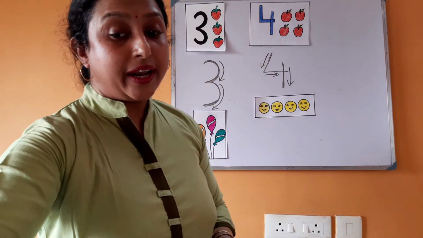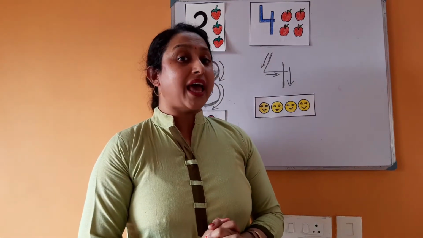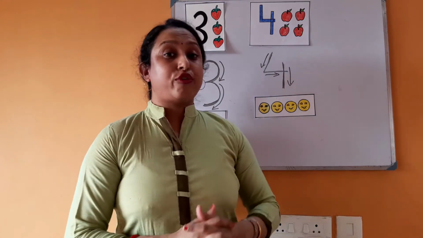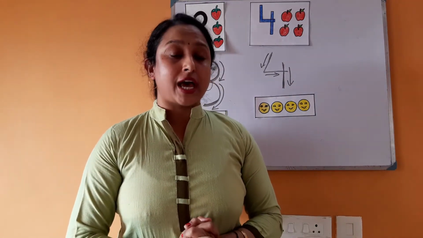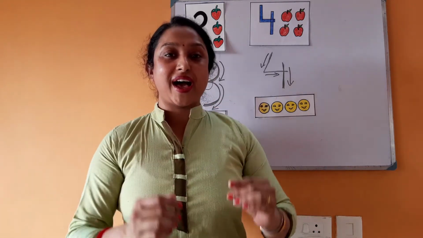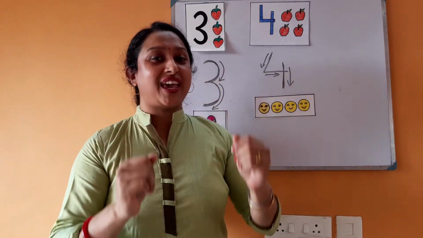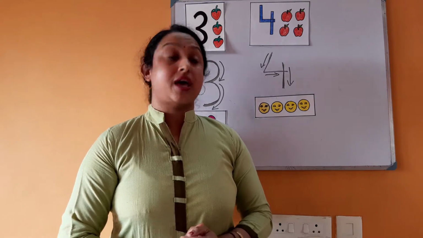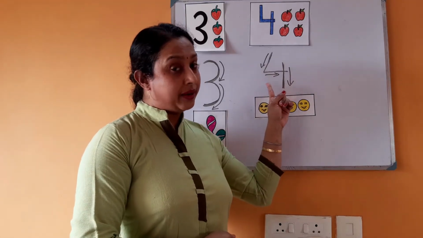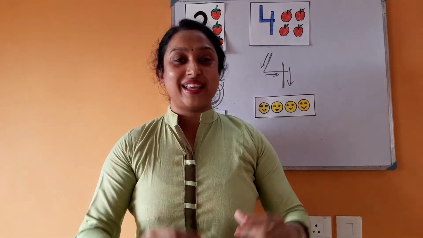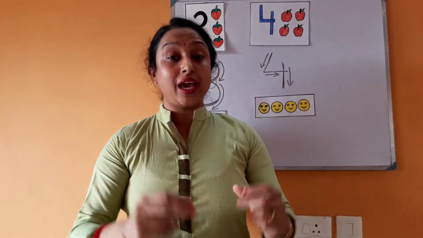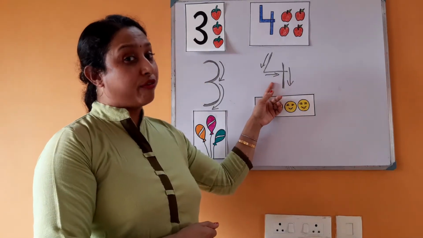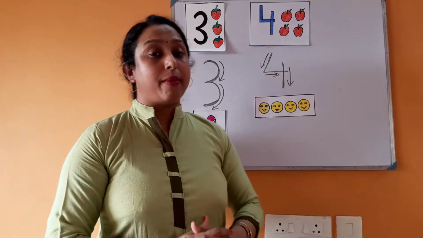Right? So now again we will have some fun with action game. So let's begin. So this is number 4. So we have to clap how many times? 4 times. Right? So let's begin. 1, 2, 3, 4. Very good. Now next action is snap your fingers. How many times? 4 times. Right? So let's begin. 1, 2, 3, 4. Very good. Great job. So this is number 4 and it's all about number 4.